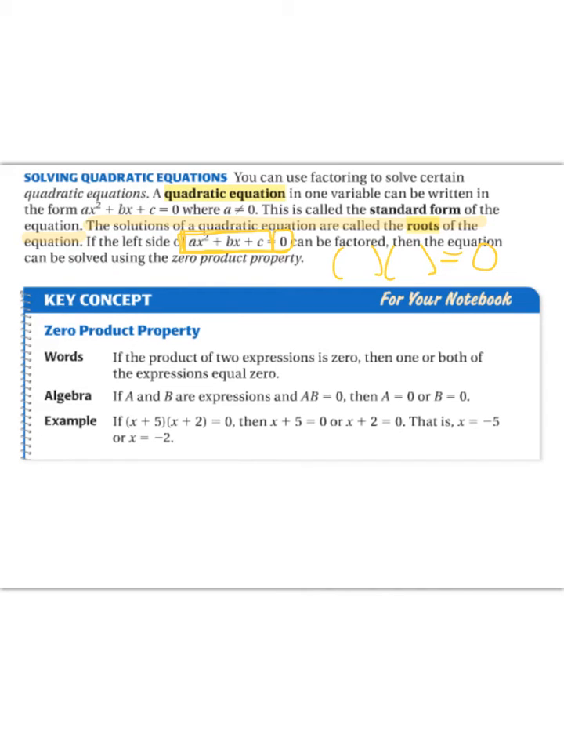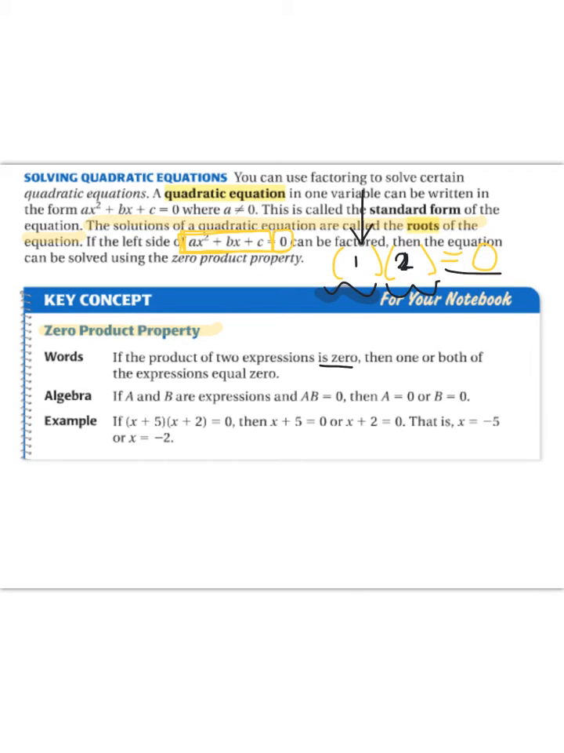So the zero product property is an important property that we use to help us find the roots. So what it's saying in words is that if the product of two expressions is 0, then one or both of the expressions equal 0. So it's what we had up here. We had this times this, that's the product of two expressions, right? Here's expression 1, here's expression 2. Product means multiplication. Is 0, so equals 0. Then one or both of the expressions equal 0.